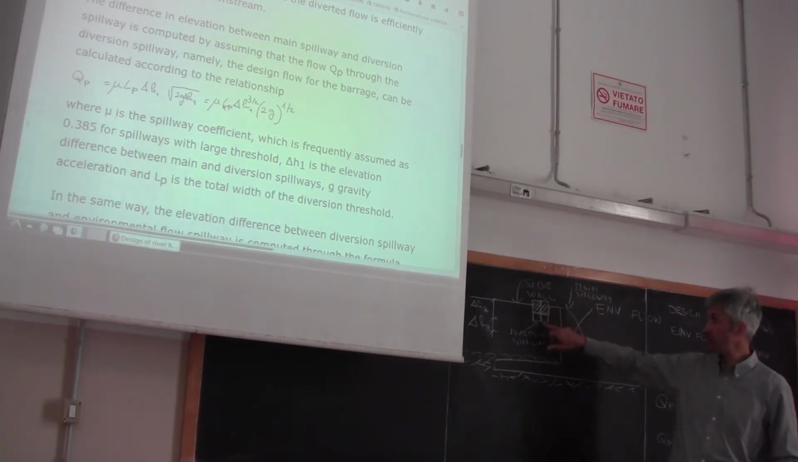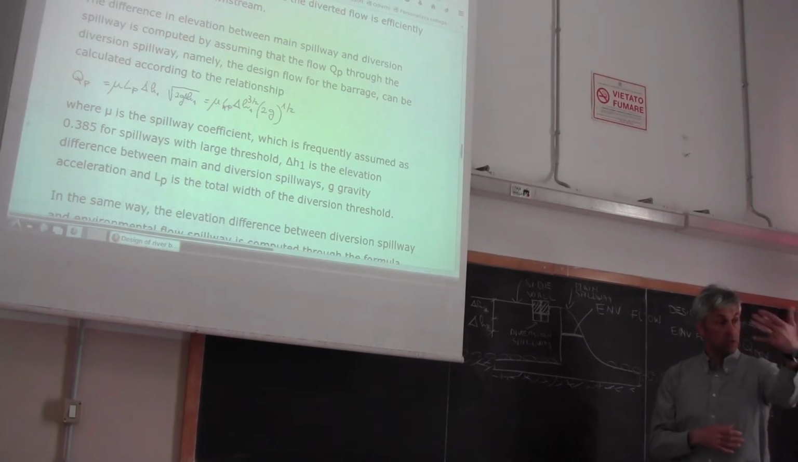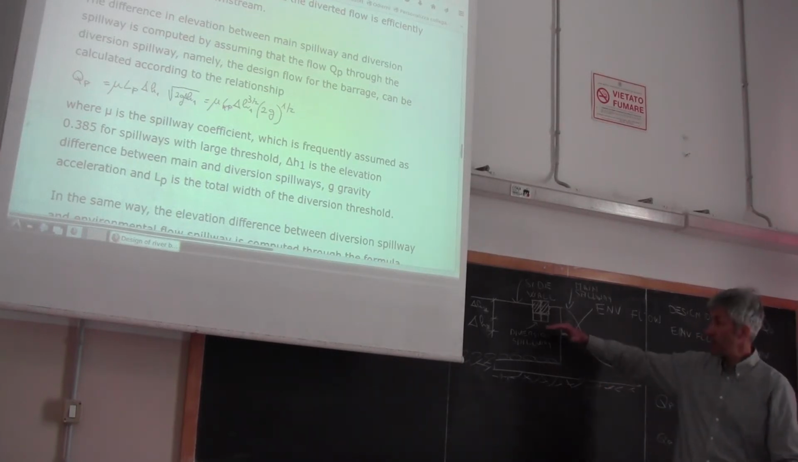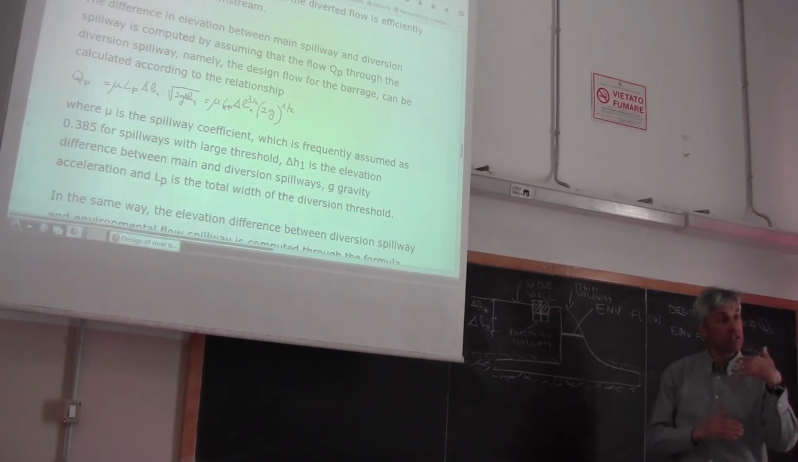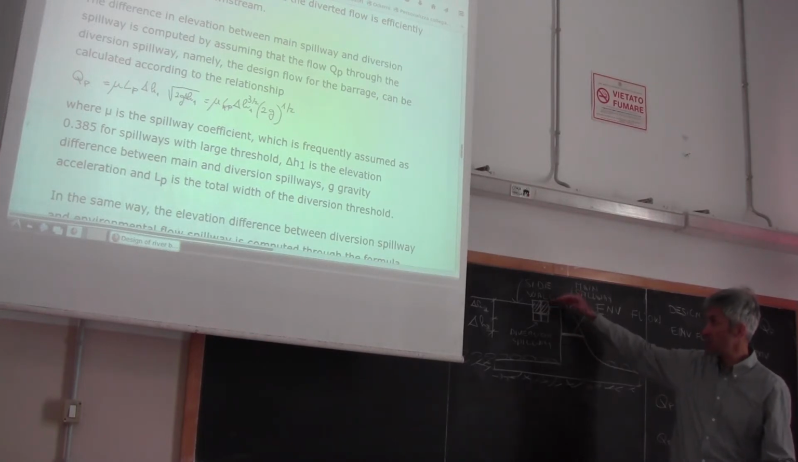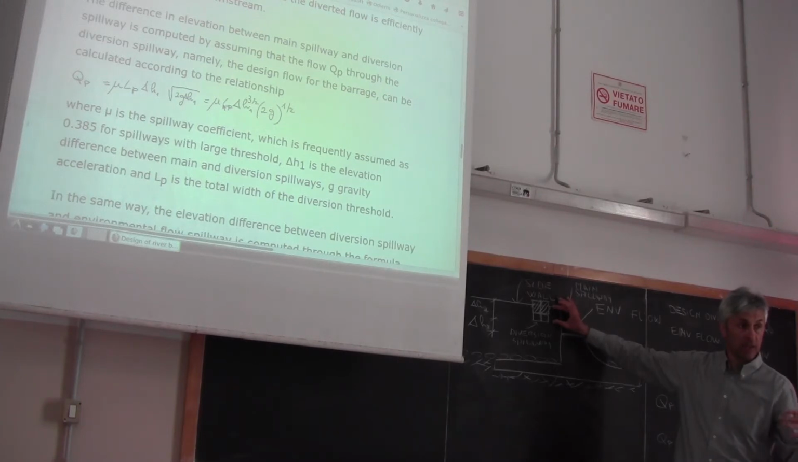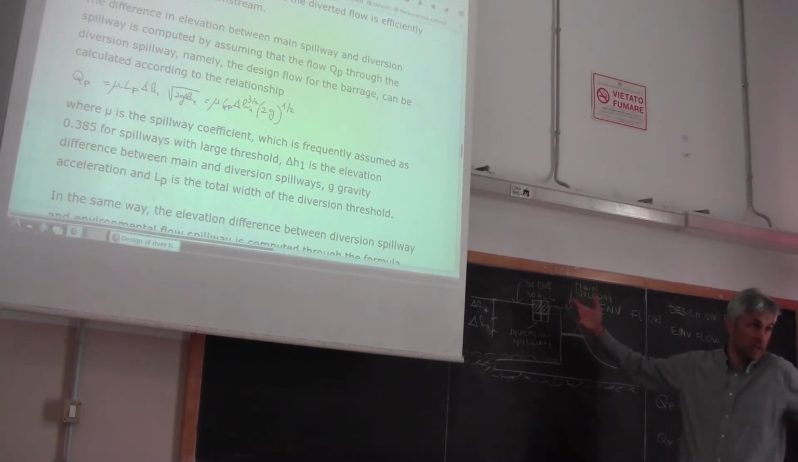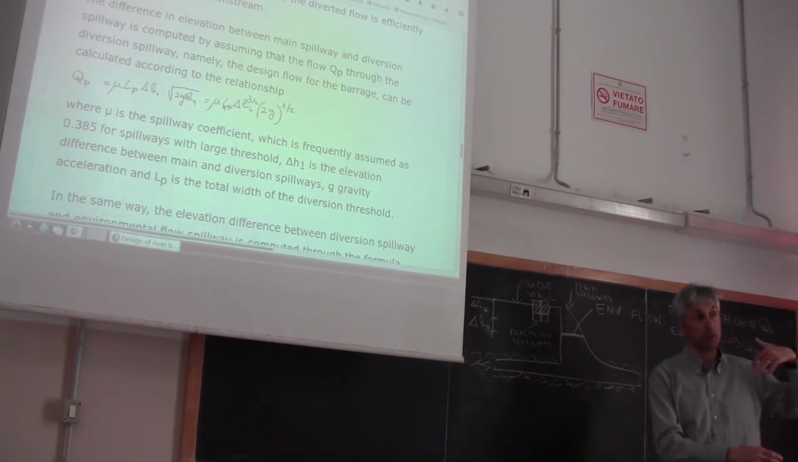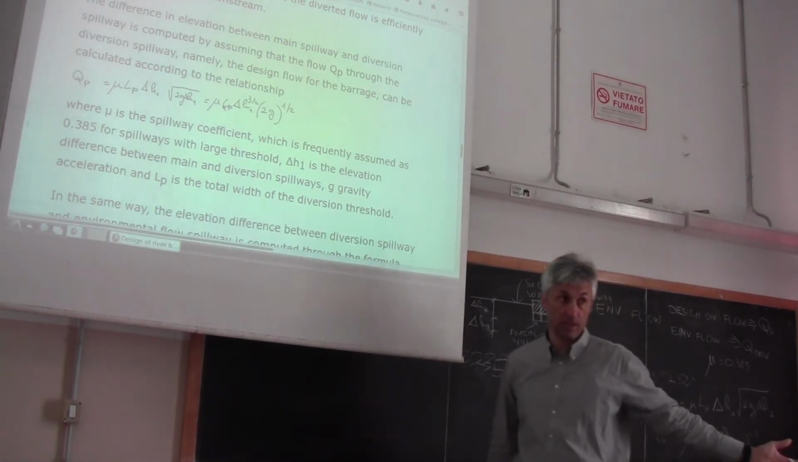So water starts flowing to the diversion, and if the water height increases, the diverted flow increases. When the water height reaches the level over the spillway of delta H1, you are done with the diversion. You don't want more water because you can't use it, and therefore you place the elevation of the main spillway at that level, because the excess water you want to go downstream.